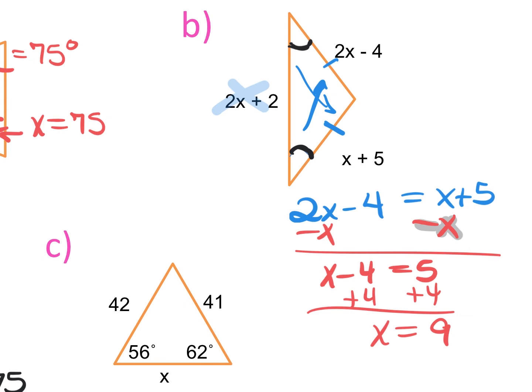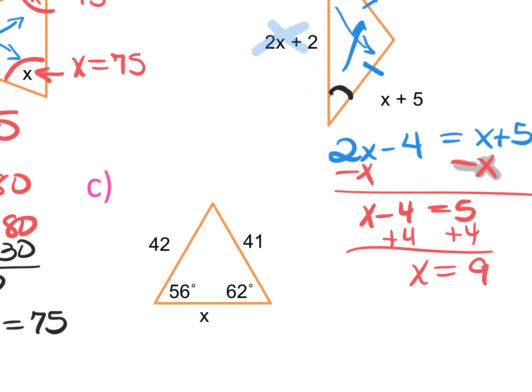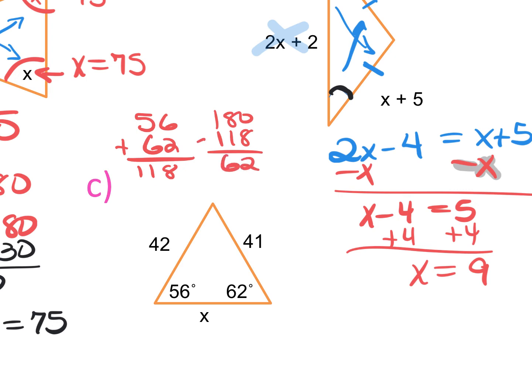And then the last one, if you first take a glance at it, you're like, wait a minute, there aren't any same numbers here. How could this be an isosceles or an equilateral triangle? But what we can do first is find that missing angle measure. So we're going to use our triangle sum. We're going to add up the two angles that they gave us and subtract it from 180. So I'm going to add 56 plus 62. I get 118. I need to subtract that from 180, and I get 62. So my missing angle up here is 62 degrees.